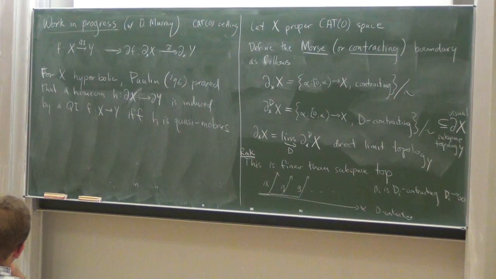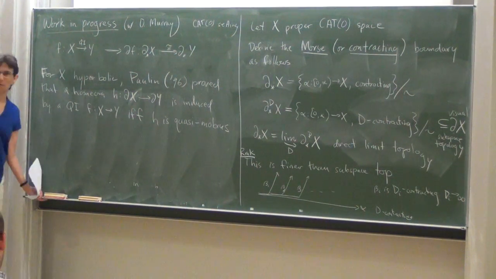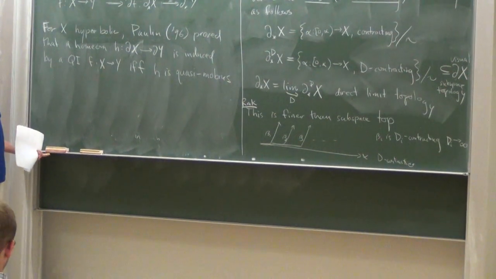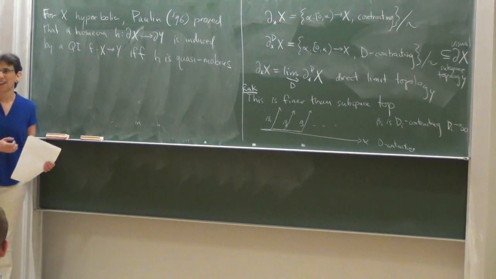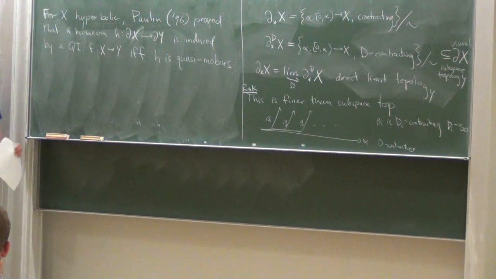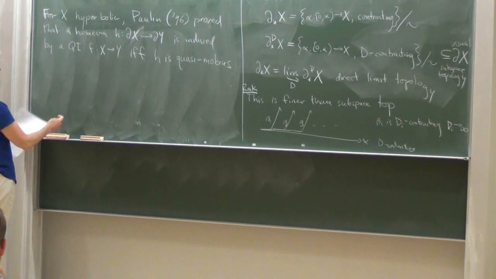So our goal is to prove the analog of that. All right. So what we need is an analog of quasi-Möbius. What do we mean by quasi-Möbius in our case? Then we would like to make the same theorem. So I don't have a lot of time. Let me quickly tell you what quasi-Möbius is.